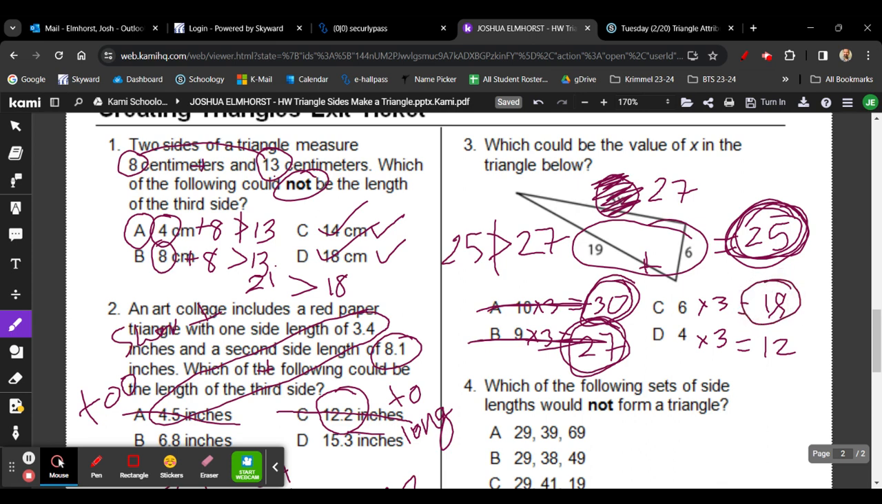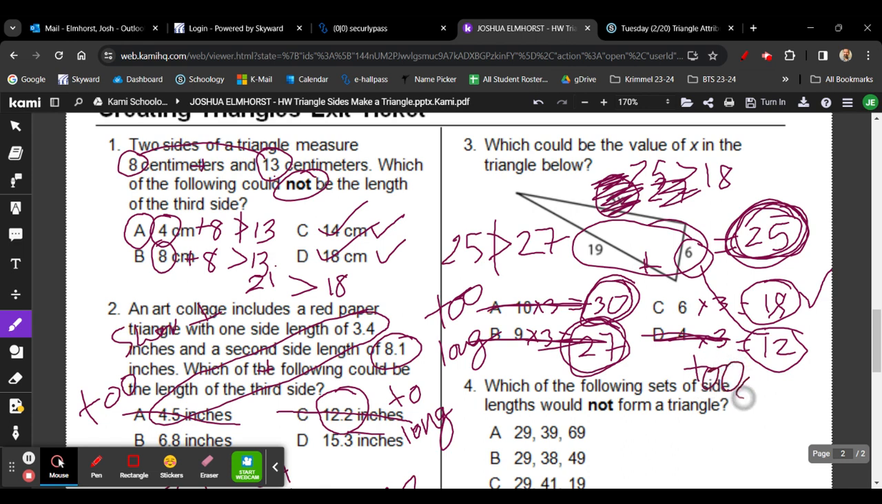So if we put 18 in here, is 25 greater than 18? Yes, so this one would check out. And then the short length, 12. If 12 is the short length, 12 plus 6 is 18. It's not going to be long enough. So these are too long, and this one is too short.